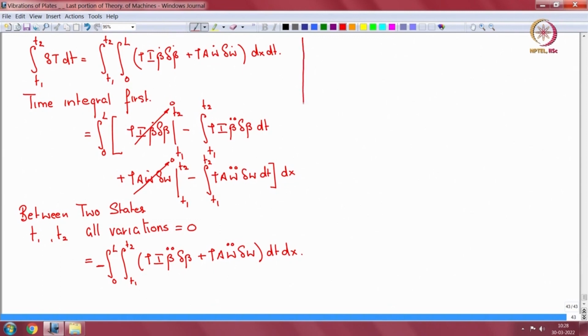Now we'll combine both. I ignore the boundary terms in space also, and here the boundary terms went to 0. So I will combine, and I have integral t1 to t2 of delta of t minus u dt, which can be written as integral 0 to L, integral t1 to t2.